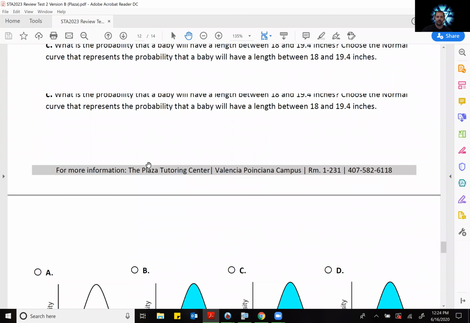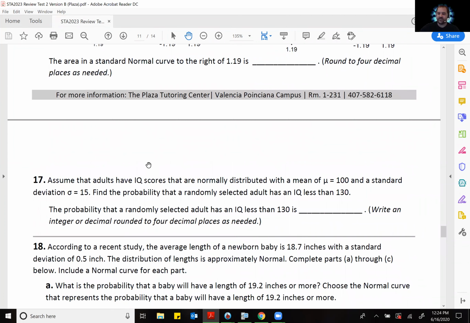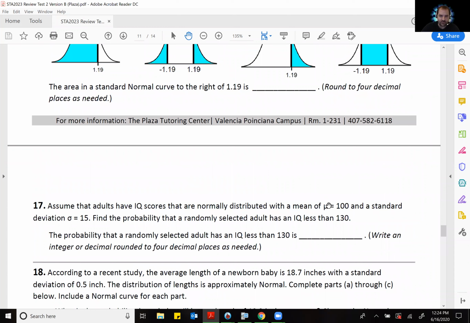All right, so let's jump back to number 17. Number 17 says, assume that adults have IQ scores that are normally distributed with a mean of 100. So there's our mu, and that's what this symbol is right here. This is the Greek symbol mu. And a standard deviation of 15. And this is the Greek symbol sigma, if you didn't know that. So they want us to find the probability that a randomly selected adult has an IQ less than 130.